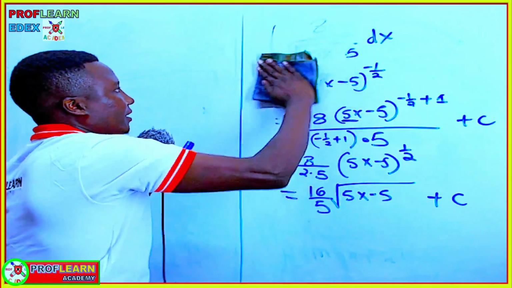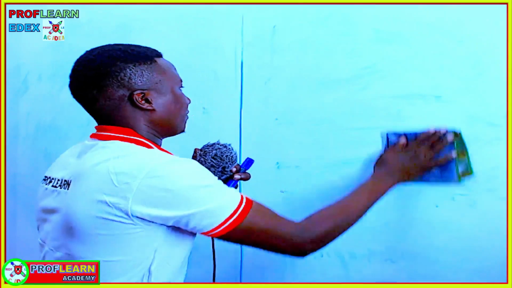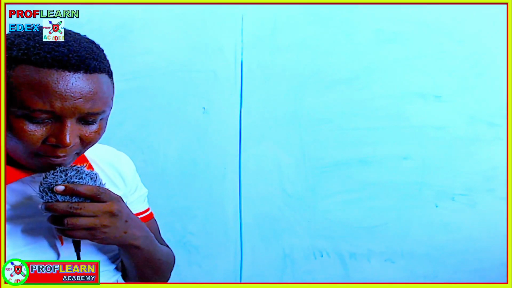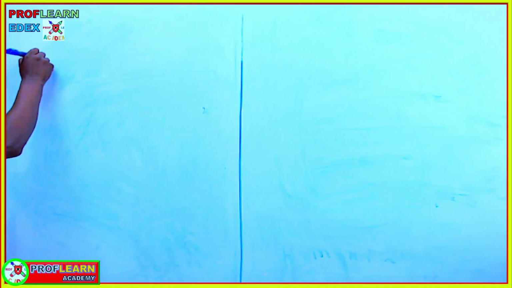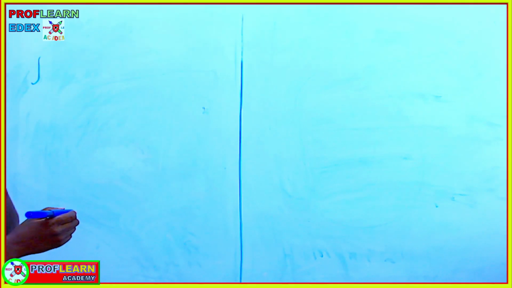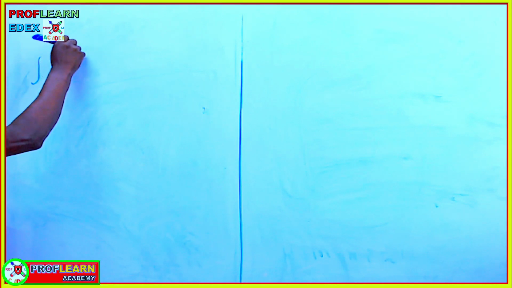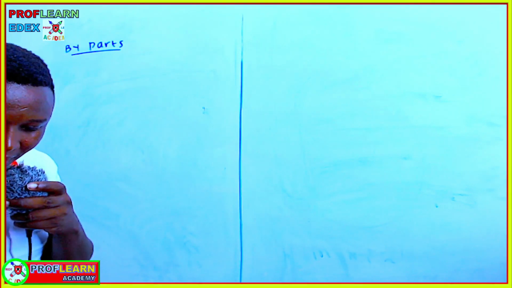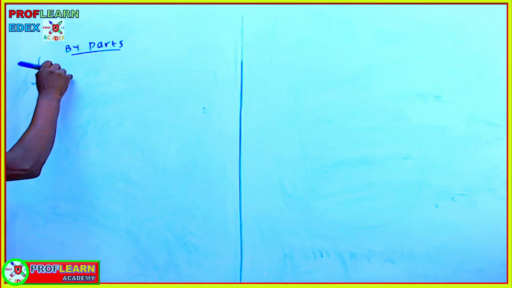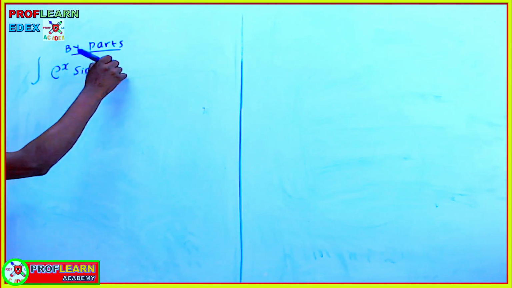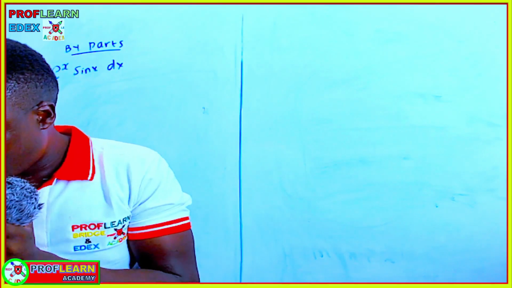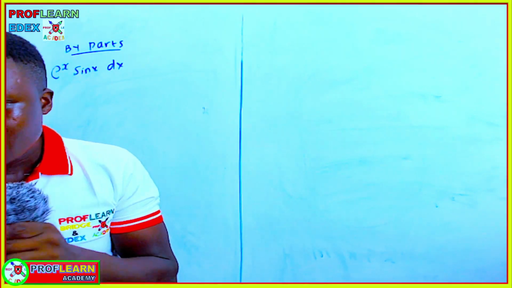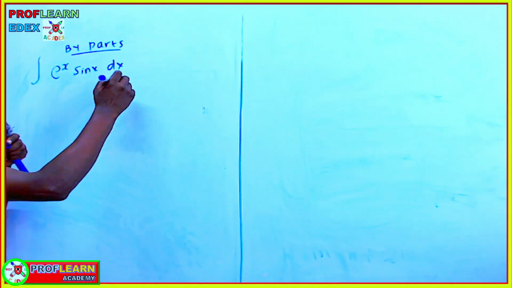Integration by parts. Integration by parts question. Now, integration by parts is going to involve those questions that have two functions multiplied together. For instance, you are given a question like e to x sine x with respect to x. Then the first thing that you need to know is what is going to be your u and what's going to be your v.